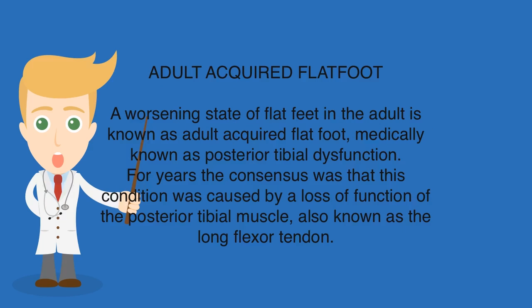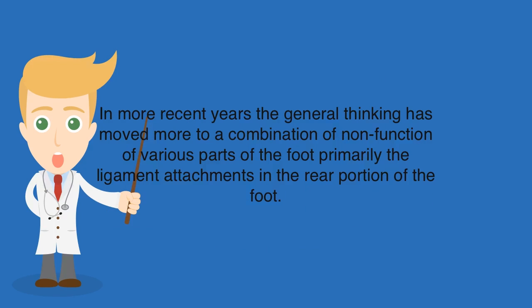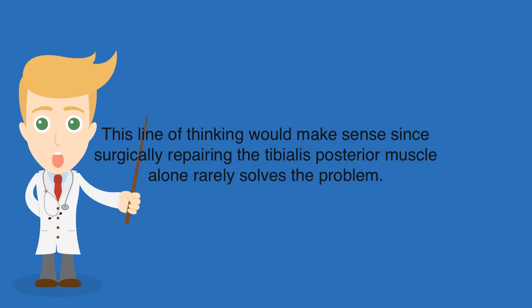Adult acquired flat foot. A worsening state of flat feet in the adult is known as adult acquired flat foot, medically known as posterior tibial dysfunction. For years the consensus was that this condition was caused by a loss of function of the posterior tibial muscle, also known as the long flexor tendon. In more recent years the general thinking has moved more to a combination of non-function of various parts of the foot, primarily the ligament attachments in the rear portion of the foot. This line of thinking would make sense since surgically repairing the tibialis posterior muscle alone rarely solves the problem.